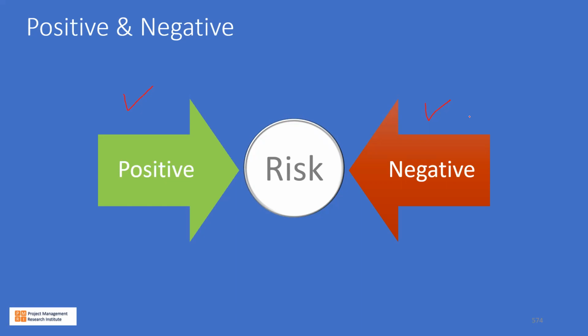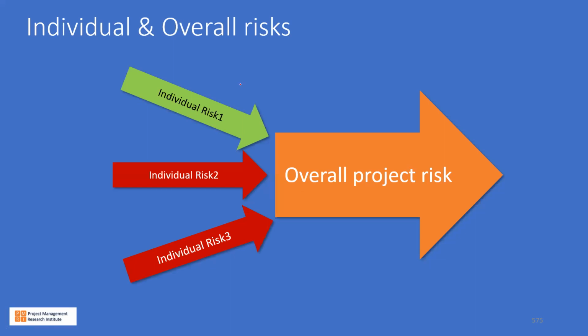And then we have the negative risk. There is a possibility of an earthquake happening. That is a negative risk. There is a possibility of a tsunami happening. That is a negative risk. There is a possibility of schedule overrun. That is a negative risk. A project comprises individual risks, which lead to overall project risk. So we have risk 1, risk 2, risk 3, and the compounded effect will have an impact on the overall project risk.